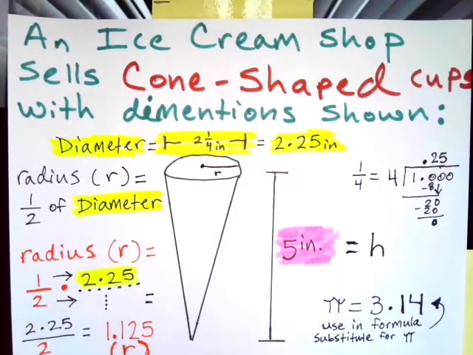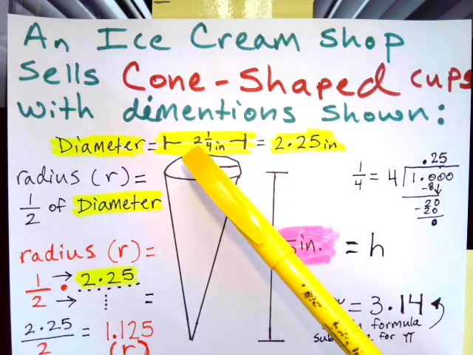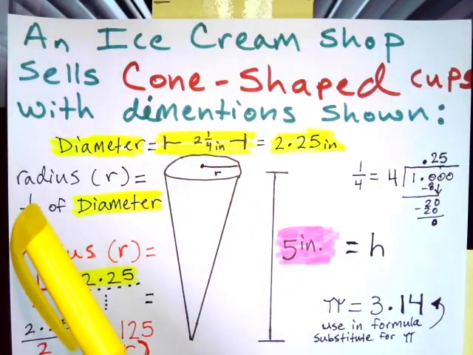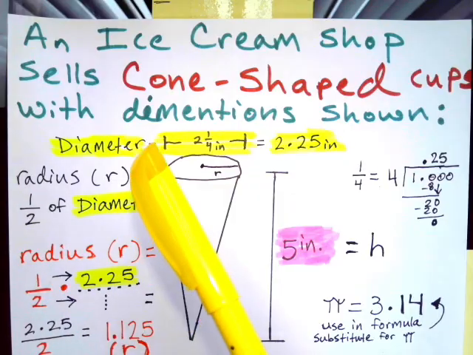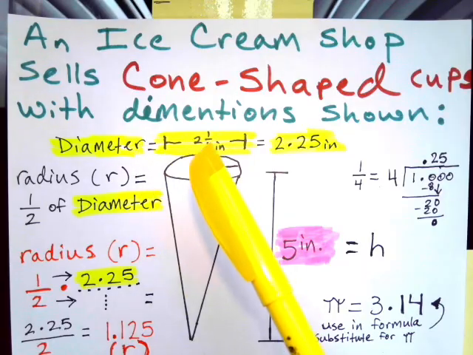Okay, so what I need to do is take the value of 2 1/4 and cut that in half, right? Because the radius is equal to half of the diameter. So 1/2 of this value, 2 1/4.